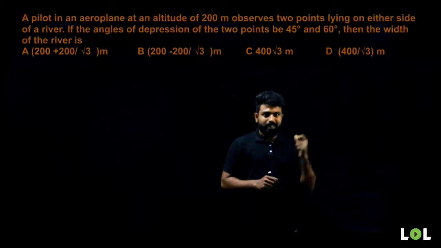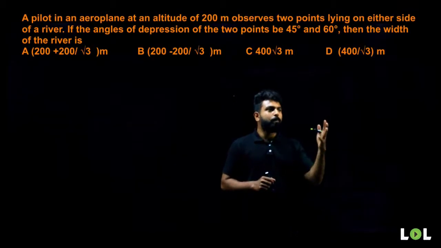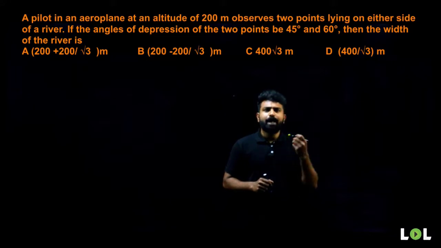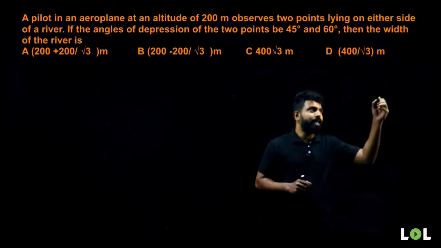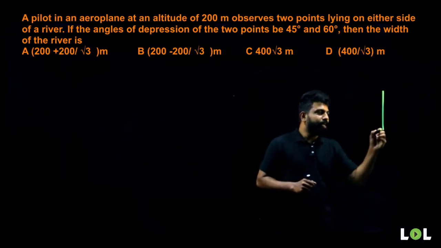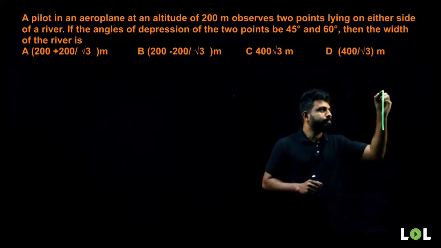So let's move on to the next question here. What does it say? A pilot in an aeroplane at an altitude of 200 meter. What do we mean by altitude of 200 meter? It means the height is 200 meter. So let me quickly represent it in the form of a diagram. So this height here is 200 meters.